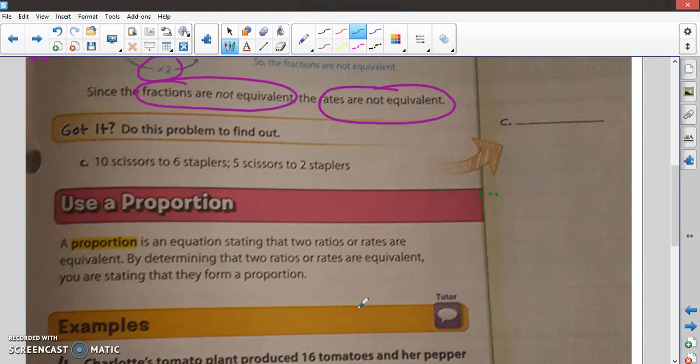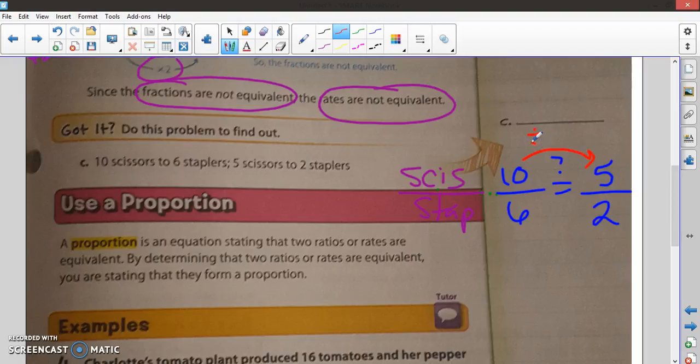Okay, so C should look like this. We're comparing scissors, so I'm going to put scissors to staplers. The first one is 10 scissors for 6 staplers. Is it equal to 5 scissors for 2 staplers? Okay, well notice here this time that it decreased. So that means I'm going to divide. So what am I going to divide 10 by to get 5?